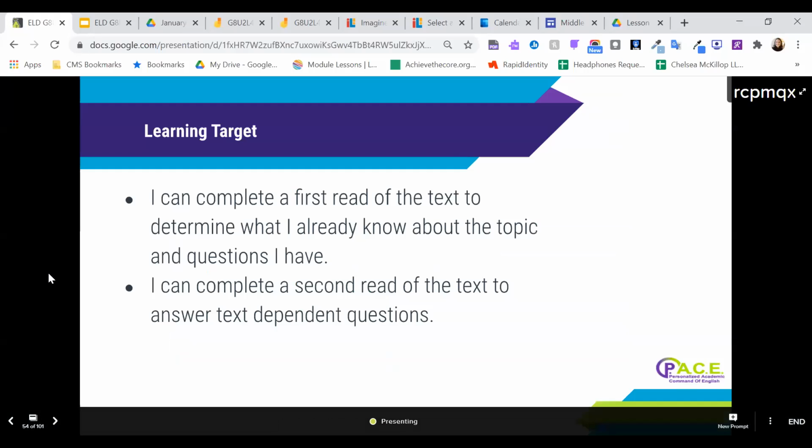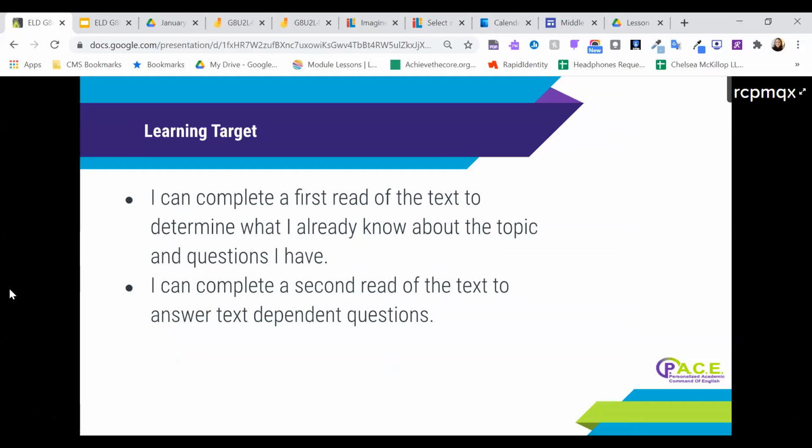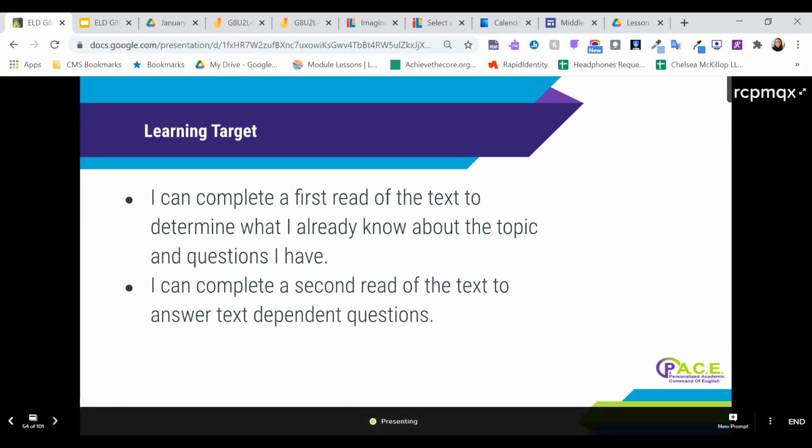All right. So our learning targets for today, I know we've been doing a lot of the talking, so can I just have a volunteer unmute and read those learning targets for us, please? I can complete a first read of the text to determine what I already know about the topic and questions I have. I can complete a second read of the text to answer text-dependent questions. Thank you, Ms. Barrett. Appreciate you.